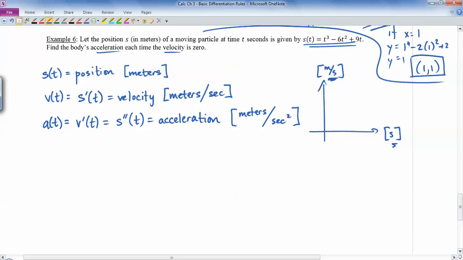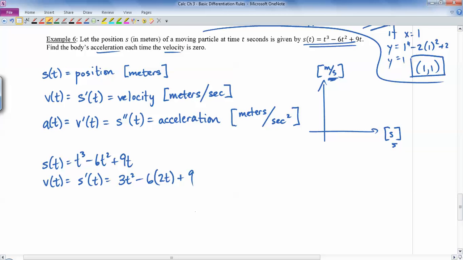Let's see, we need to figure out when the velocity is 0 and then figure out the acceleration at each one of those times. So let's look at the position function again. s of t equals t cubed minus 6t squared plus 9t. If I want to figure out the velocity, I'm going to take the derivative of s. So using the rules that we just came up with, t cubed turns into 3t squared, minus 6 times t squared turns into 2t, and then the slope of 9t is just 9. So v of t ends up being 3t squared minus 12t plus 9.